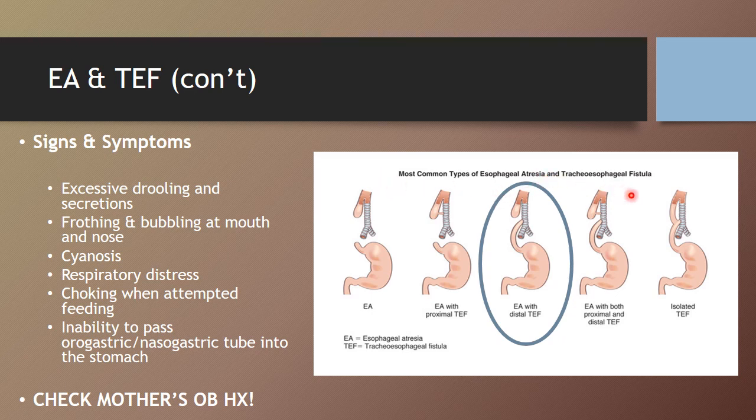All right, so over here is a picture, most common types of EA and TEF. So we have just the esophageal atresia right here. So you can see that there's no fistula or any connection between the trachea and the esophagus. All right, this is just the esophageal atresia, meaning nothing formed here. This connection did not occur. Then you have an EA with a proximal TEF. So you see you have this atresia here, but then you get this little connection, this little fistula between the trachea, the proximal side of the trachea, to the esophagus.